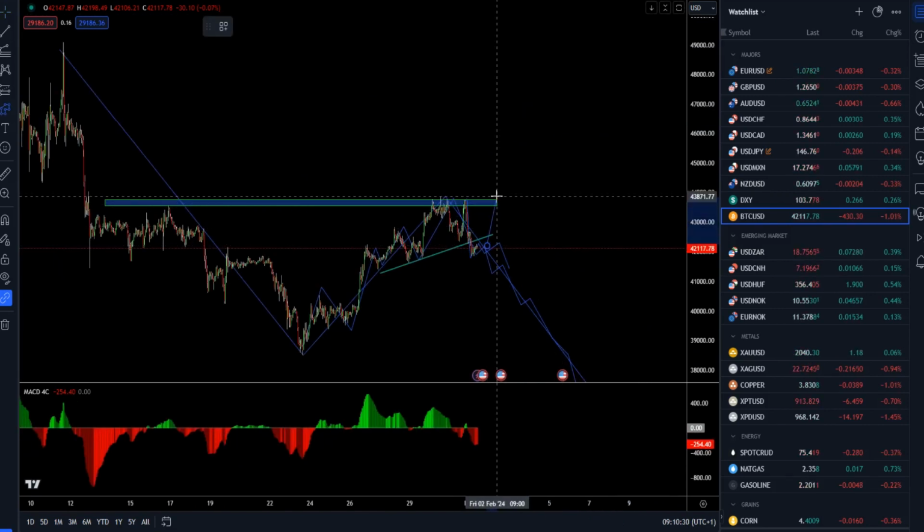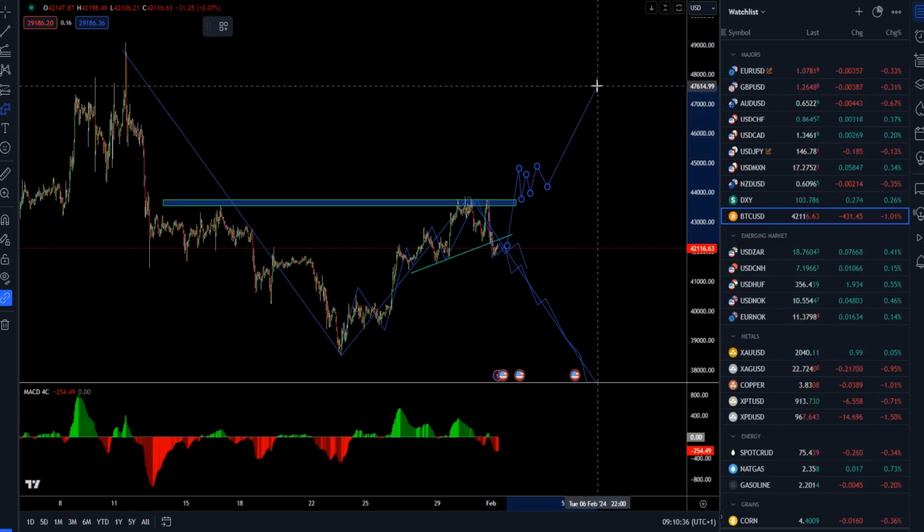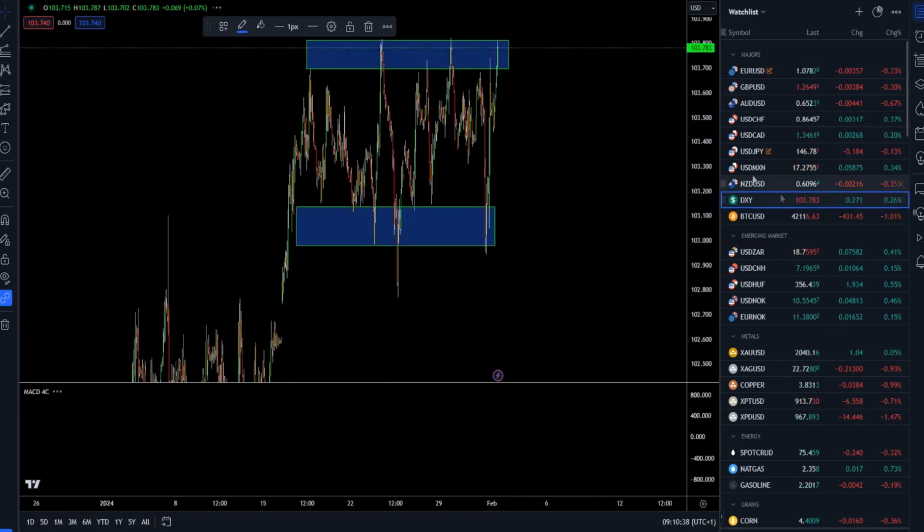In case of the bigger rally and break of, I would say, 44,000 and hold above, then this can open the door for upside scenario towards the 47,600.